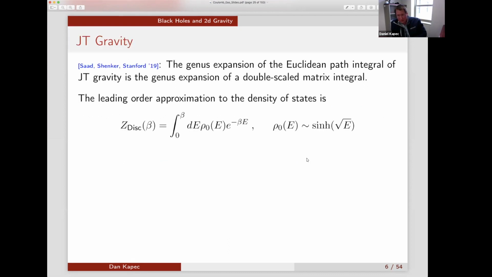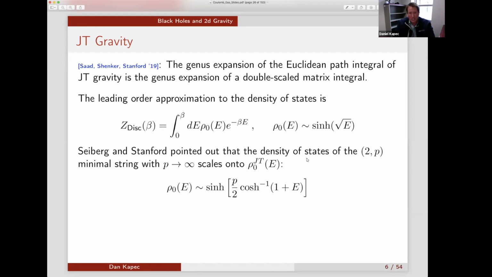So the result, which is important for us, is due to Saad, Shenker, and Stanford. They showed that the genus expansion of the gravitational path integral for this model is just the genus expansion of a double-scaled matrix integral. And in that description, there's a particularly important role played by the leading order density of states. So you can read that off from the disk approximation to the gravitational path integral. And for the JT model, it just has this sinh root E behavior. I suppress everything but the dependence on the energy.